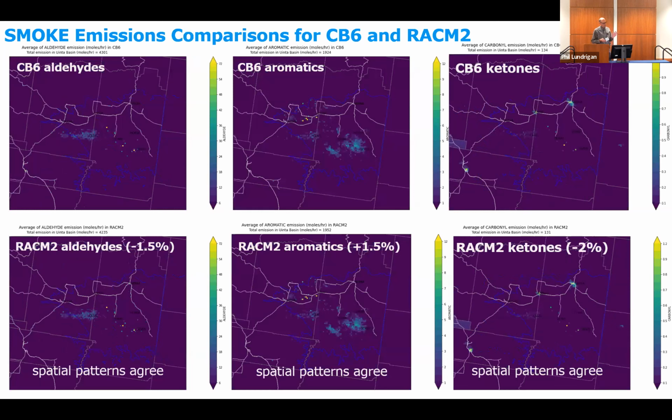If we look at some of the other reactive VOCs, so aldehydes, aromatics, and ketones, we have differences of 1 or 2% between the 2 mechanisms, so this is very good agreement, I think, and it speaks well to the careful work that we did, and the spatial patterns agree. So I think we're very comfortable with the QA and the implementation of the emission inventories for the 2 mechanisms.